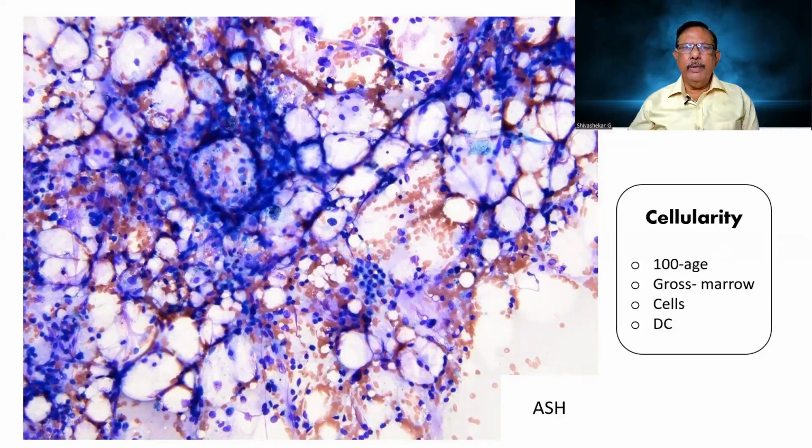Gross appearance of the marrow. Normally, a marrow will be reddish brown in color, but the more it is being replaced by fat, it will take up a yellowish tinge. So that will be what you people see in a biopsy. The cells again, this is important. Always we'll have to do a differential count. In this case, there is going to be a suppression of erythropoiesis, leukopoiesis, megakaryopoiesis.